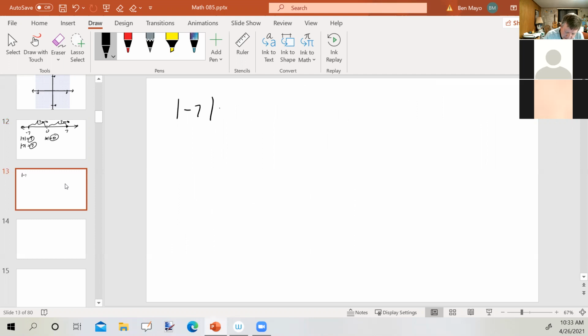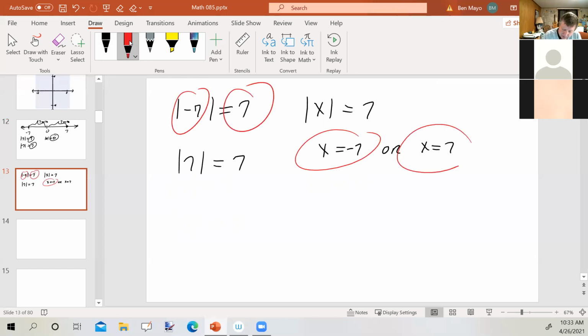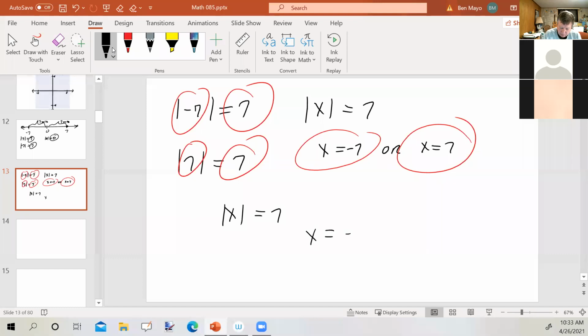All right, now, since the absolute value of -7 equals 7, and the absolute value of 7 equals 7, what if we had the following equation, and it said the absolute value of x equals 7? Well, then, looking at the information on the left side, we could say that either x would equal -7 or x would equal +7. In the case where x equals -7, the absolute value would be 7. In the case where x equals +7, the absolute value is also 7.